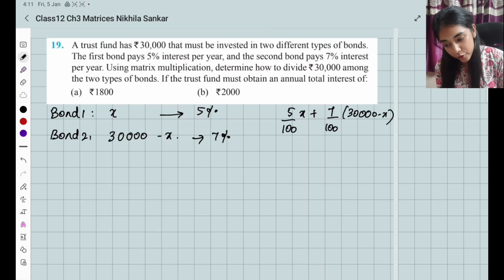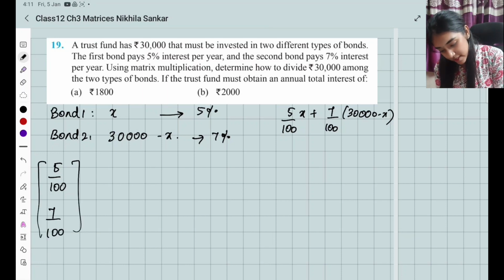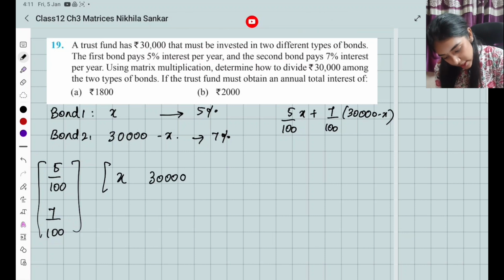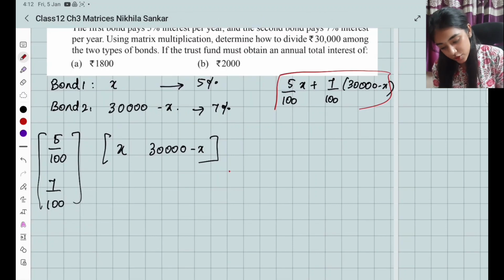So basically I'm going to have the first bond as 5 by 100 and the second bond as 7 by 100. So this is one matrix. And the next matrix is going to be X, 30,000 minus X. This is how we write it. So this is going to be a 1 by 2 matrix. There is one row and two columns.